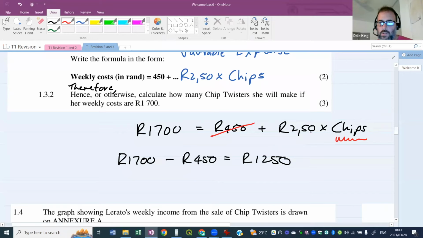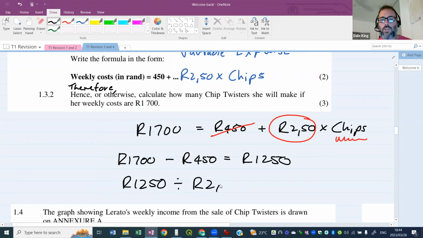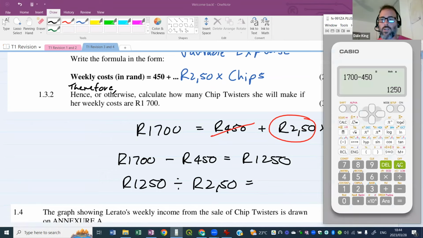Now we've got to deal with the variable expense, the 250, all right? In the formula, you have to times by 250, but we want to get the chips by itself, so we now divide by 250. So that's why you guys are saying, I think we're going to have to divide. You're right, because the 250 was times in the formula. So now we're going to divide by 250. And I know you guys are already typing answers out now because you're that fast. So 1250 divided by 250, 500.